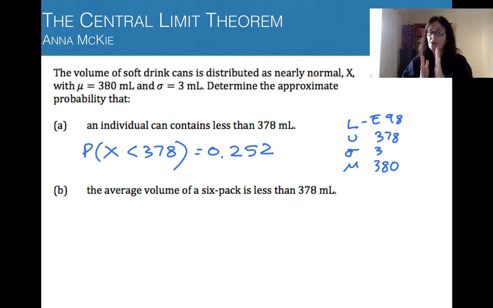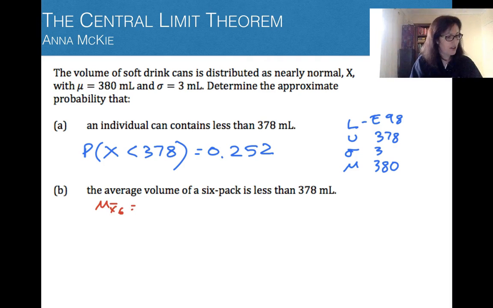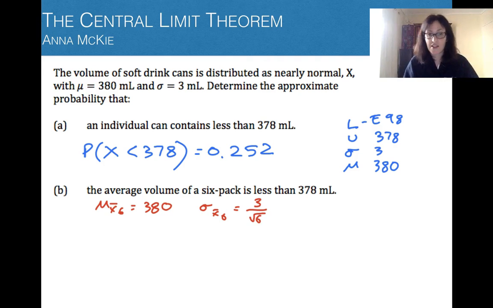So your mean's still 380. What's the chances of it being less than that? All 6 of them. So how do we work that out? Well, first of all, it's usually very handy to write out what your mean is in this case. Well, we know that the means are approximately the same according to the central limit theorem, and the standard deviation is the standard deviation divided by the square root of n. In this case, it's 6. And that is approximately equal to 1.22, so smaller.